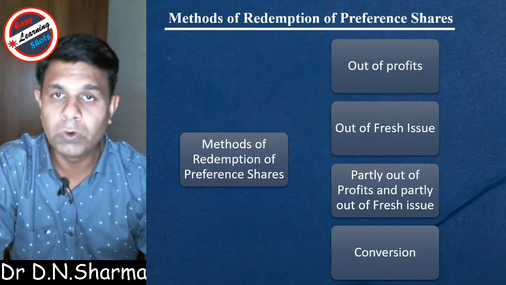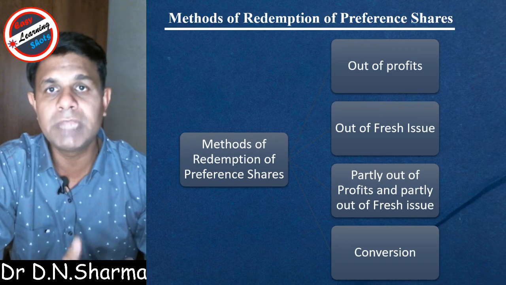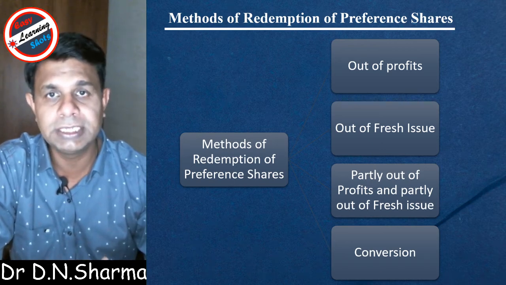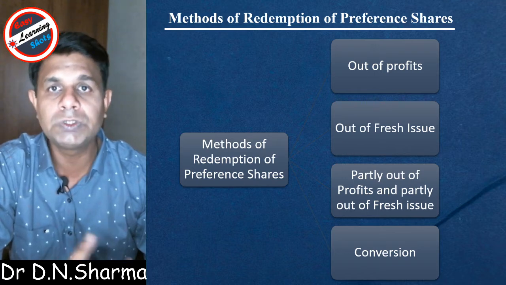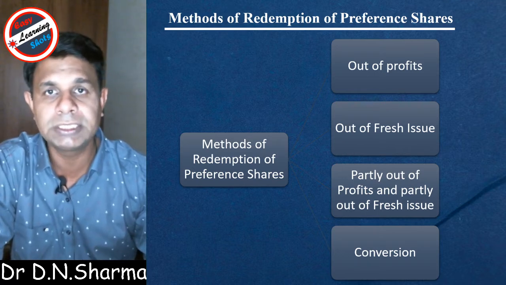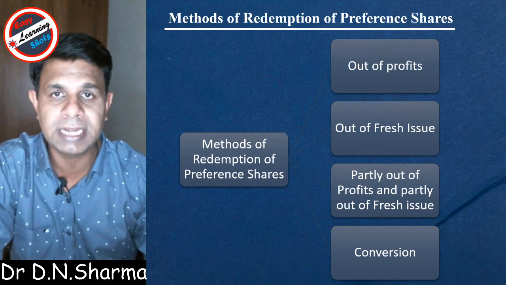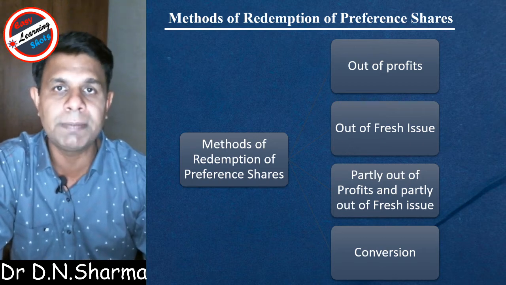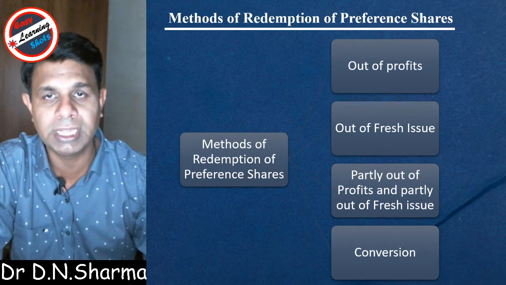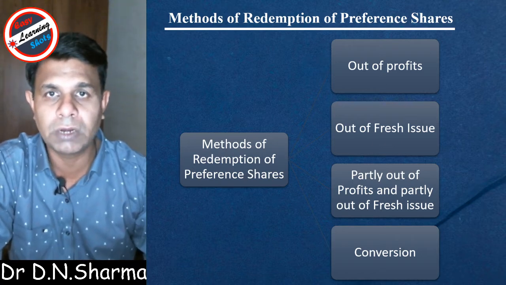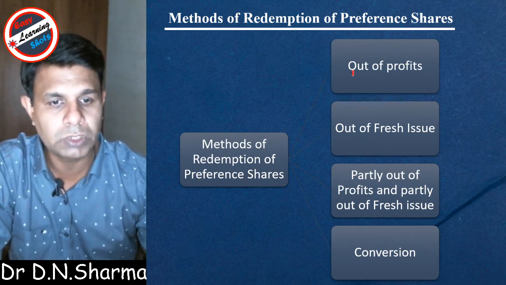So there are 4 methods the company use to redeem their preference shares. First method is if the company has sufficient cash balance, then the company use free reserves or out of profits to redeem their preference shares, and the amount equal to nominal capital of preference share is transferred to a new reserve account which is known as capital redemption reserve account. So our first method is out of profits.